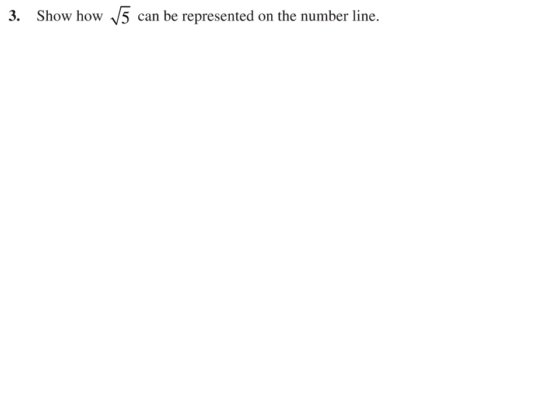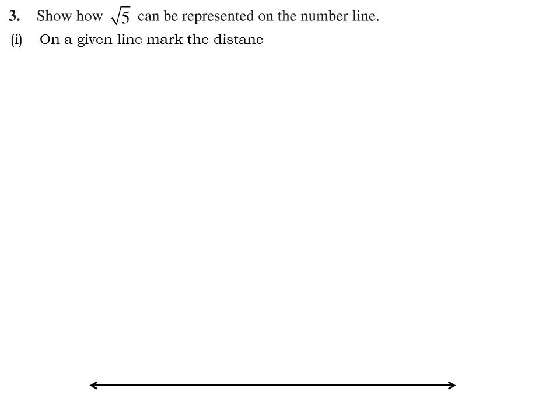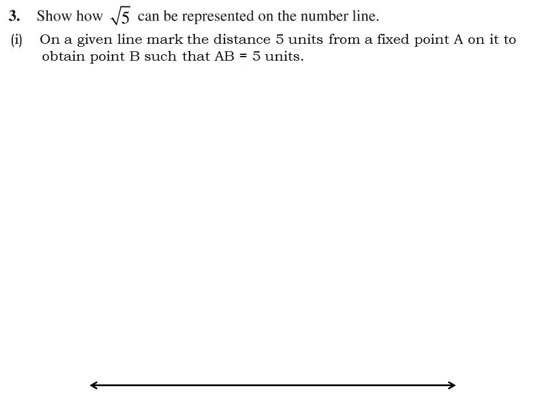First of all, we have a number line. The first step: on a given line, mark a distance of 5 units from a fixed point A on it to obtain a point B such that AB equals 5 units. So first we are marking two points, A and B. The first point is A, the second point is B, and the distance between them is 5 units.